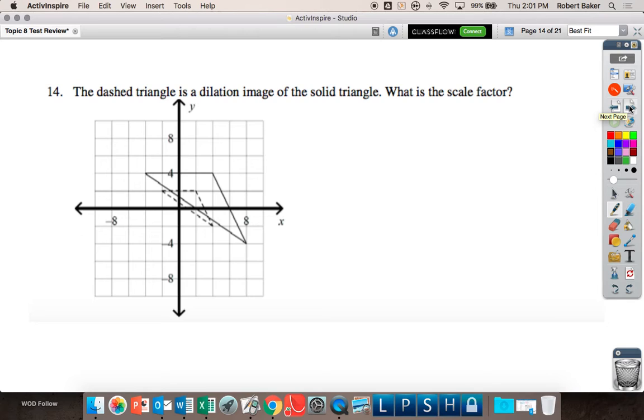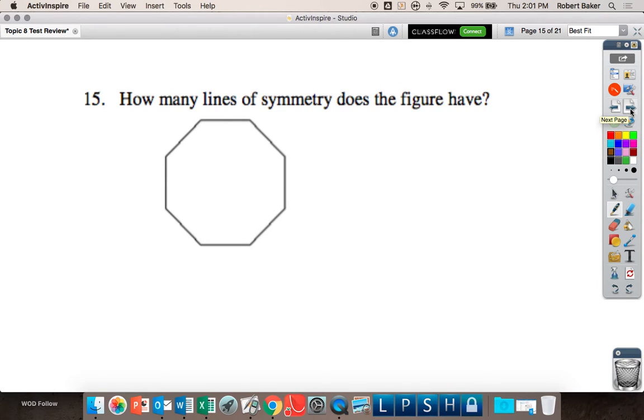I'll let you guys do this one. How many sides does that have? How many lines of symmetry does that have? How many sides does it have? Do you see the relationship there? If it has 8 sides, how many lines of symmetry does it have? Good? So if it's got 5 sides, how many lines does it have? 5.